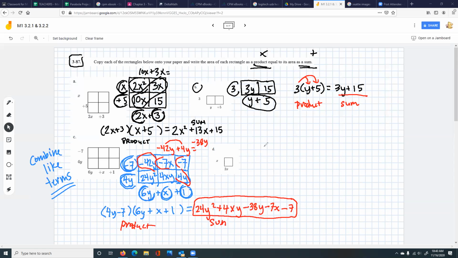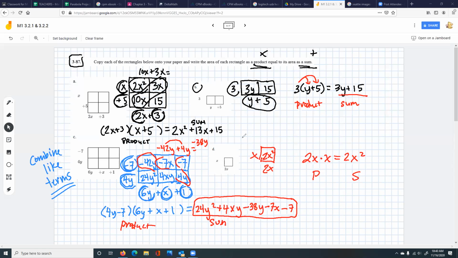Okay, next, how do you multiply this? Oh, this one's pretty easy. What do we have? 2x times x. That's our product. What's our sum? What is 2x times x? Well, 2x squared. So the answer is 2x squared. When we multiply 2x times x, we get 2x squared. That one's pretty easy, a 1 by 1, monomial times monomial.